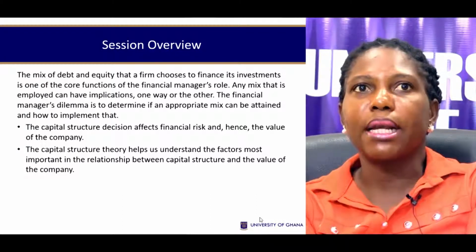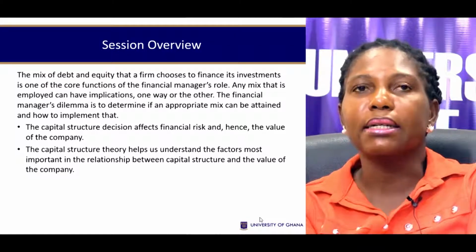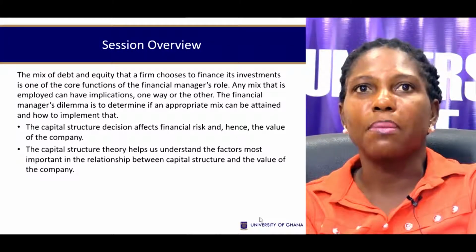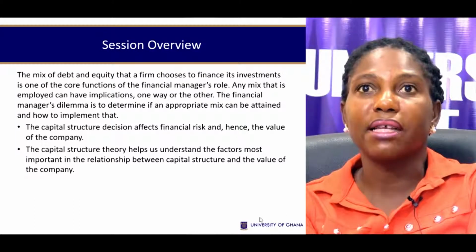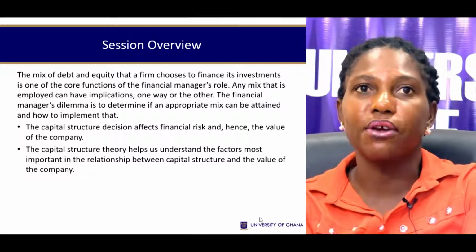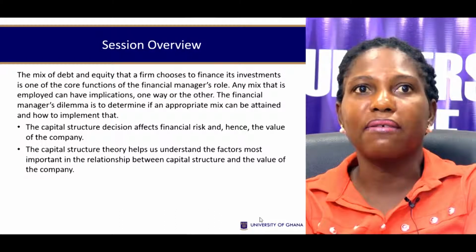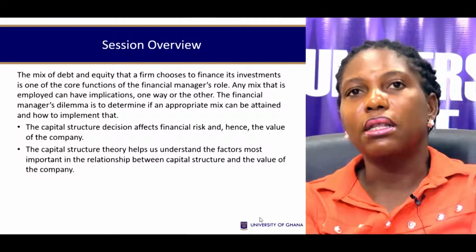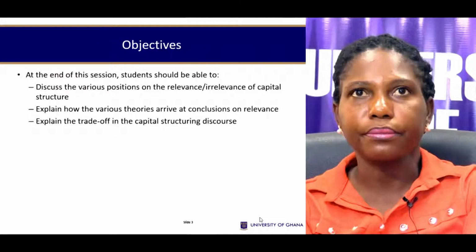So the financial manager's dilemma is to determine if an appropriate mix can be attained for a firm and how to implement that. The capital structure decision typically affects financial risk and hence the value of the company. So capital structure theory helps us to understand the factors most important in the relationship between capital structure and the value of a company.